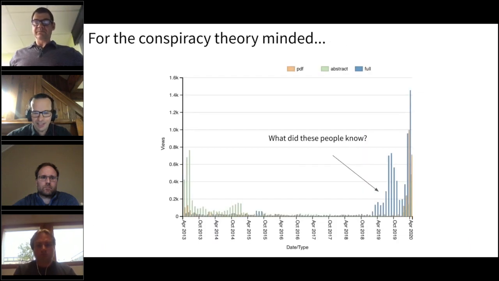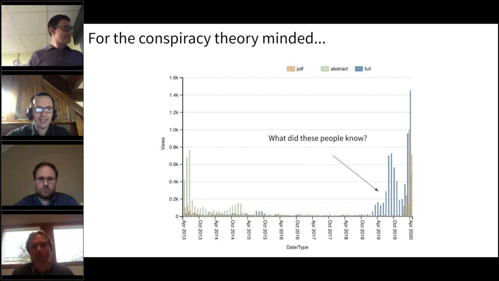For the conspiracy theory minded, everything related to coronavirus research is very prominent. So if you look at the access record to the paper that I just cited, you obviously see a spike in 2020, but curiously we also see a spike in October, in late 2019. I have no idea why, but what did these people know that we didn't know? Next slide, please.